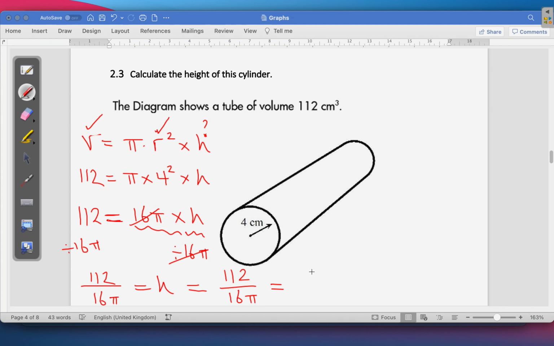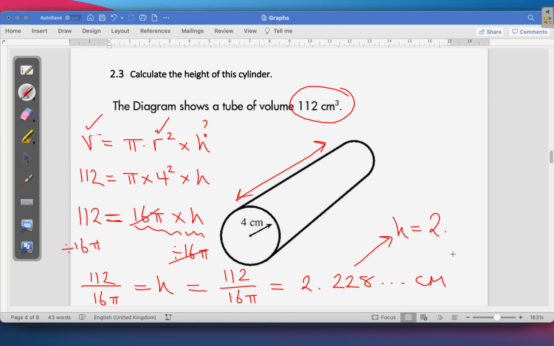then what I get is 2.228... centimeters. So I've now worked out what the height of the cylinder is to give me a volume of 112 centimeters cubed. And I can round this height to, let's say, 2 decimal places. So it's going to give me 2.23 centimeters tall. So that's 2.23 centimeters.